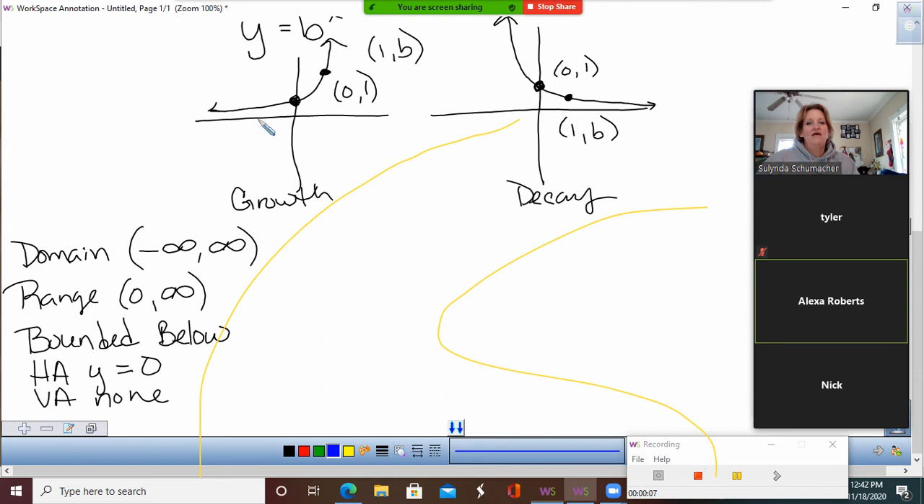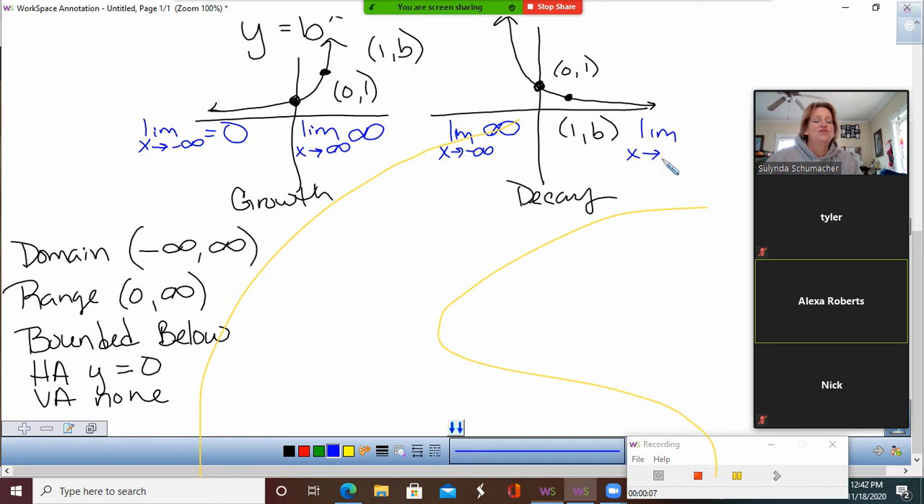So, end behavior for this one: the limit as x approaches negative infinity is getting closer and closer to 0. And on this side, the limit as x approaches positive infinity, that arrow's going higher and higher, so this is infinity. This one is just the opposite of that. This time, the limit as x goes to negative infinity, or to the left, goes to infinity. And on this side, the limit as x goes to positive infinity approaches 0.